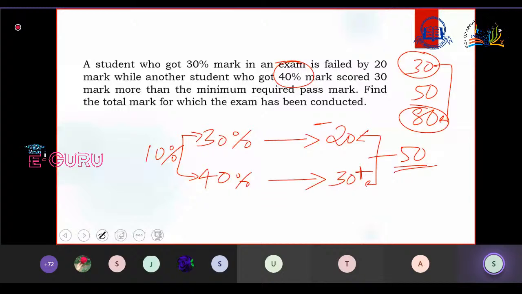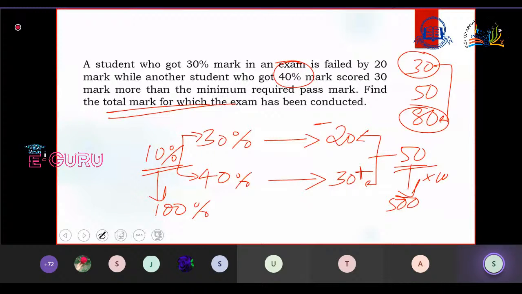Now the numerical value corresponding to that is 50. So 10% implies 50. We need to find the total mark for which the exam was conducted. Total mark means 100%, right? If 10% is 50, then 100% will be 500, because 10 into 10 is 100, so 50 also should be multiplied by 10. So 50 into 10 is 500. We can conclude that the total mark for this exam was 500. Okay.